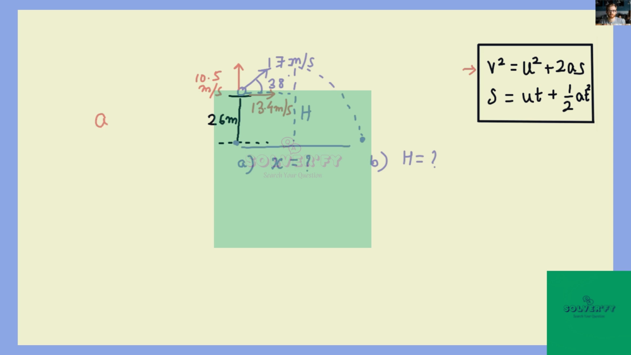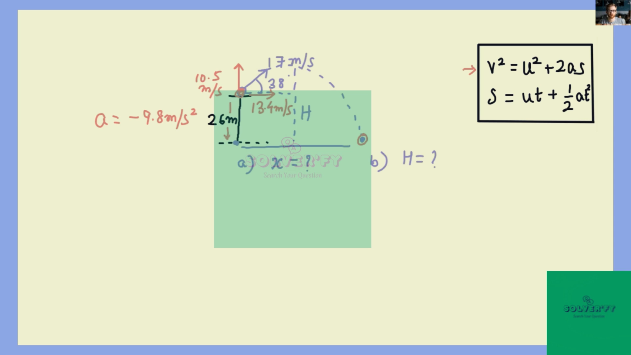And now we simply apply this kinematic equation here, knowing that the acceleration in the vertical direction is due to gravity. So as it goes up, it's retarded, so we will take it as minus 9.8 meters per second squared. And there's no acceleration in the horizontal direction. First, we can compute the time taken to reach this point, and for that, we can see that the displacement is 26 meters in the downward direction.